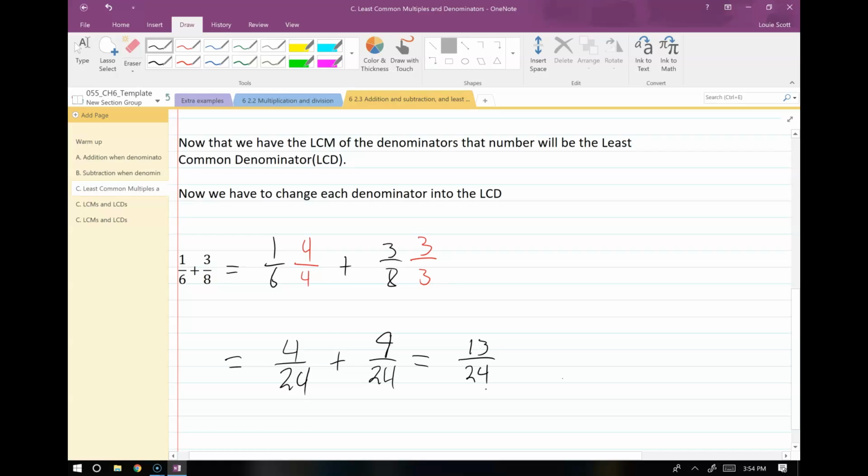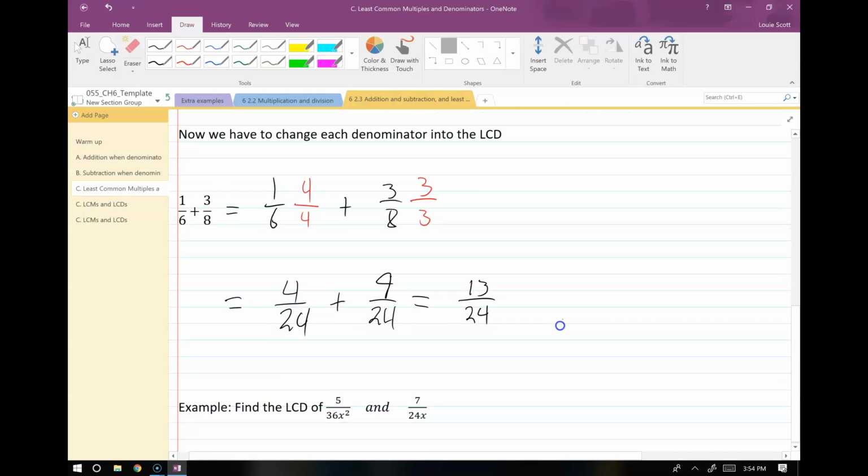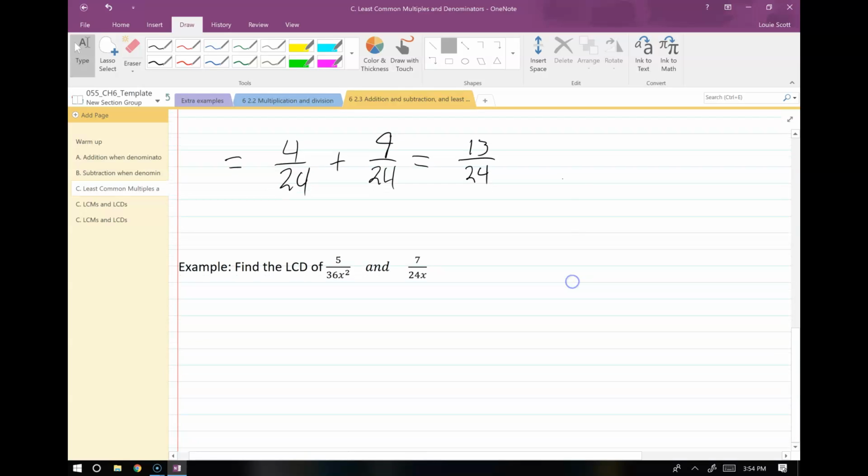Okay, so that's the same exact bit of operations we're going to do on polynomials. It's just more of a pain to factor a polynomial.